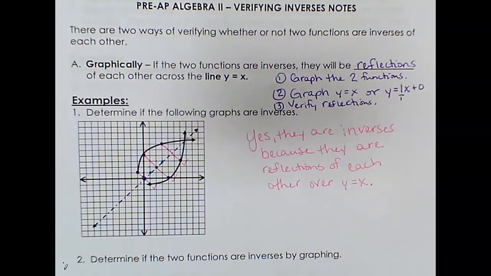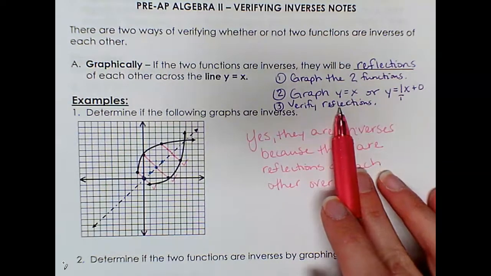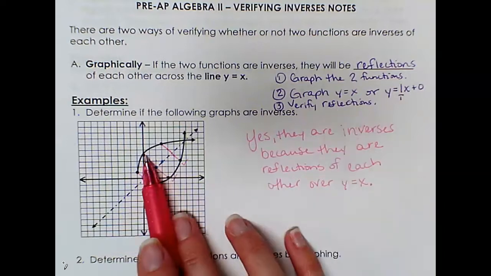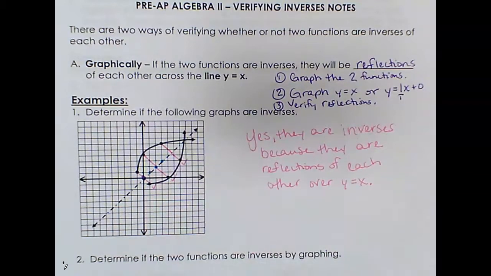Graphically, you need your two functions to be reflections over the line y equals x. You graph your functions, you graph y equals x, and you verify that they're reflections of each other. If you count diagonally and then count diagonally again and you don't end up back on your second graph, then that means you don't have inverses. So let's look at number 2.